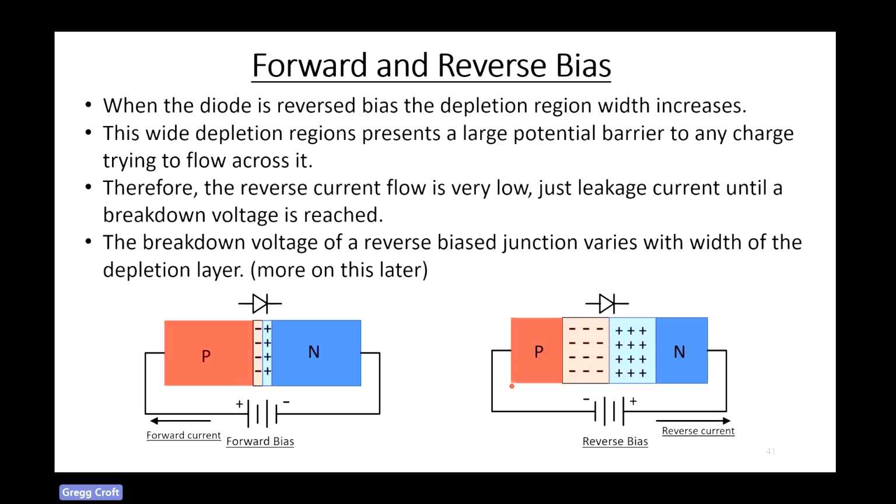If the diode is reverse biased, which is this diagram on the right, the width of the depletion region actually grows because of the voltage you're applying. That wide depletion region presents a very large potential barrier for any charge trying to flow across it. Therefore, the reverse current is very low. It's just a leakage current until breakdown voltage is reached. Breakdown voltage is going to depend on the width of this depletion region, and I'm going to talk more about that in just a minute.